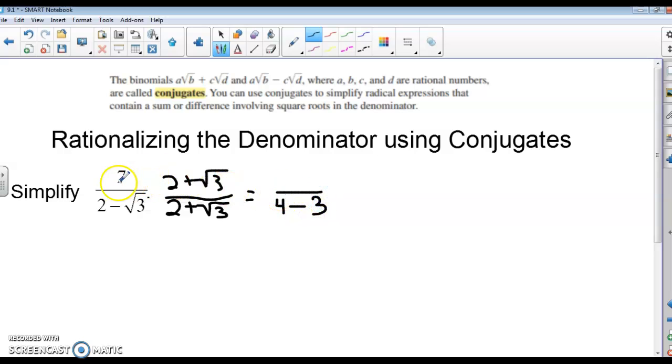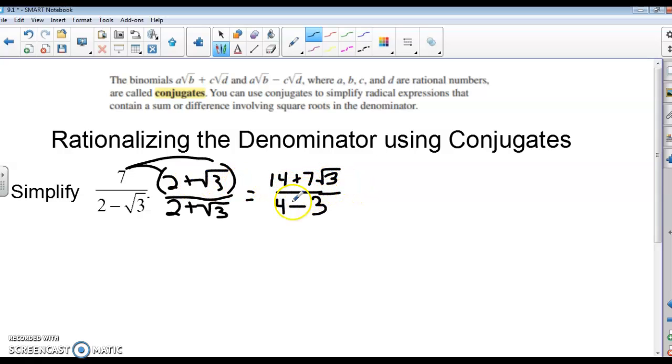And on top, I'd have 7 times 2 plus square root of 3. So you're going to distribute this to both things. 7 times 2 is 14. And then we have 7 times the positive square root of 3, which is positive 7 square root of 3. You can't multiply things that are outside the radical and inside. So it's not going to become the square root of 21, because 7 is not inside of a radical sign. So it's like you multiply this 7 times the 1 that's in front of this square root of 3. So 7 times 1 is 7, so 7 root 3.